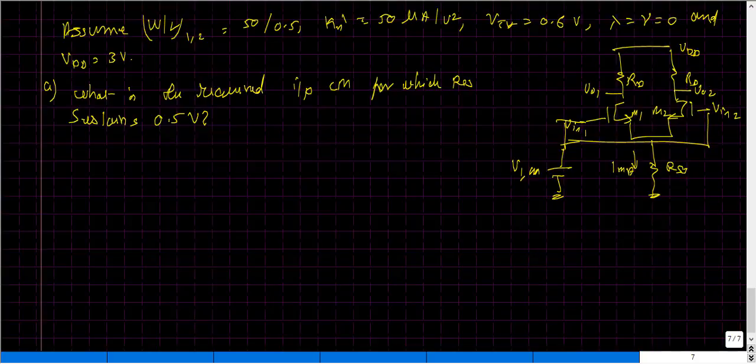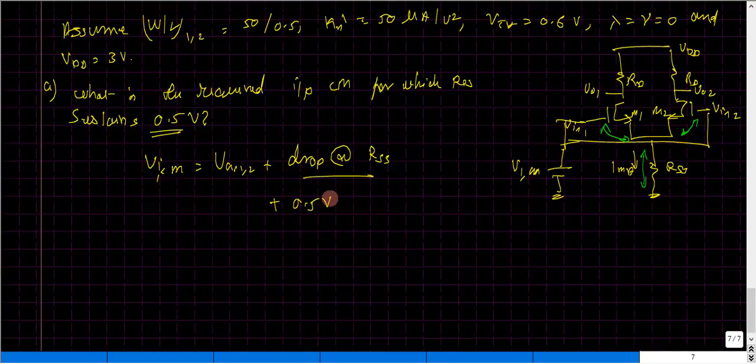Now this VICM basically falls across two components. One is across the gate and source of VGS1 and the gate and source of VGS2, and the second part of the voltage will obviously appear across the resistance RSS. So I can mathematically state that my VICM is basically VGS1,2 plus the drop across the resistance RSS. And clearly from the question, the drop across RSS is going to be 0.5 volt.